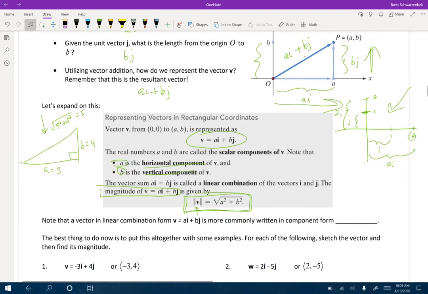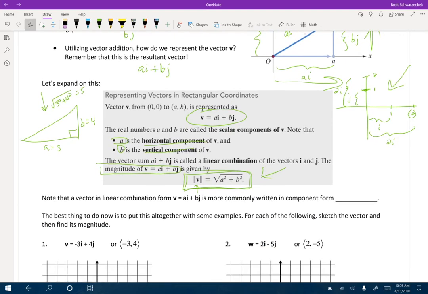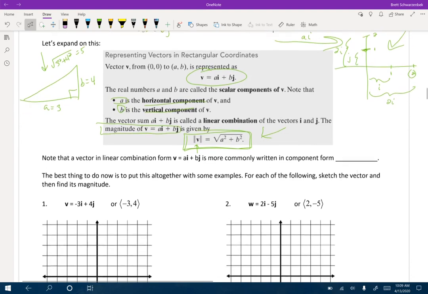No fancy math here. It's just the Pythagorean theorem. That's it. So when we want to find the magnitude of any pair of vector components, we can quickly determine it by using this formula.